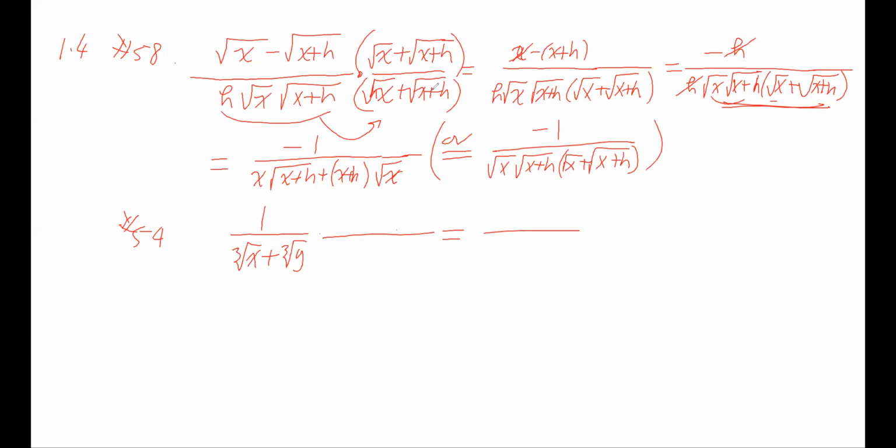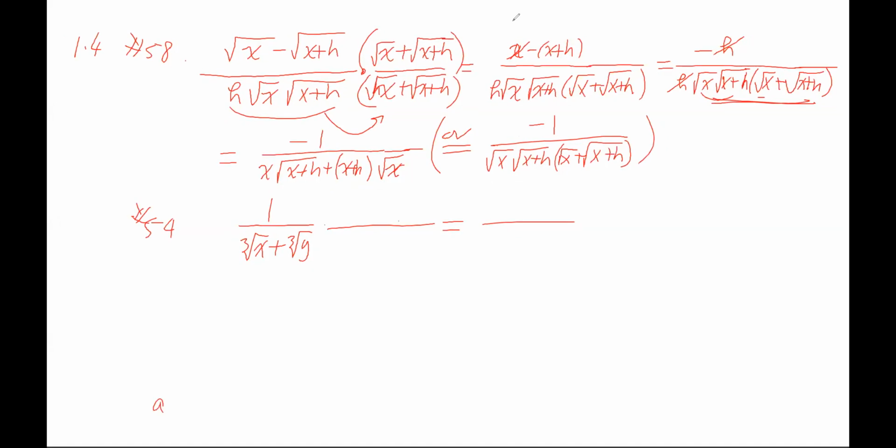Anyway, let's keep going for a few more minutes, okay? Here is what you need to do: use the fact that a plus b times a squared minus ab plus b squared, and this one is a cubed plus b cubed.